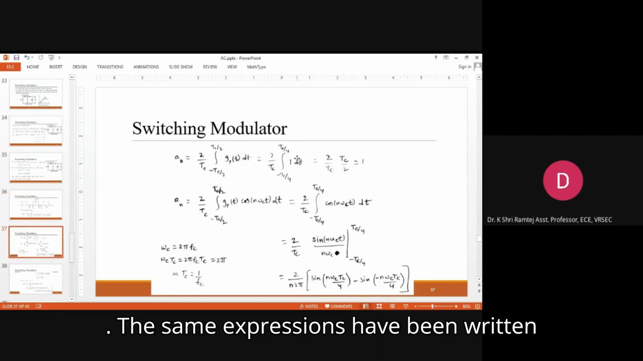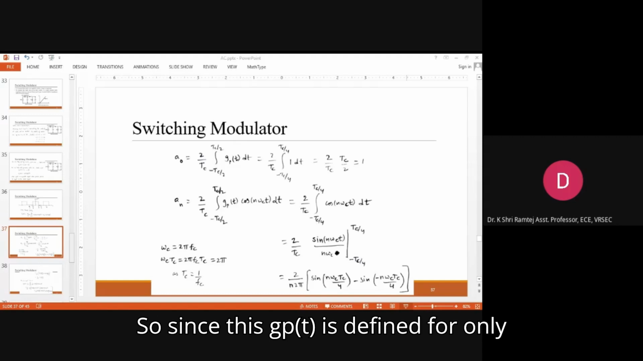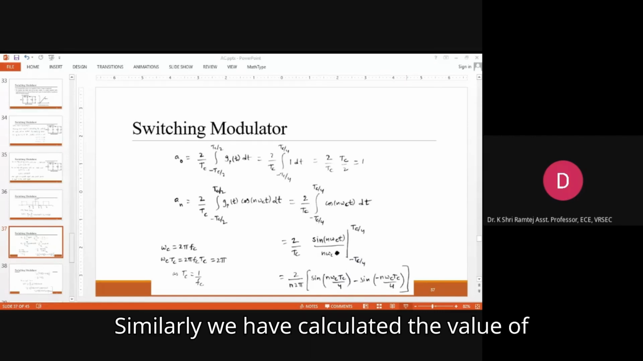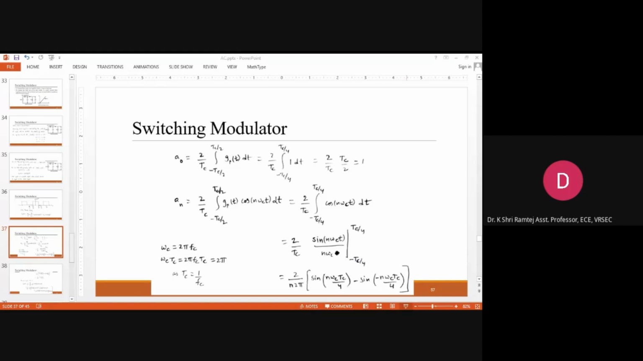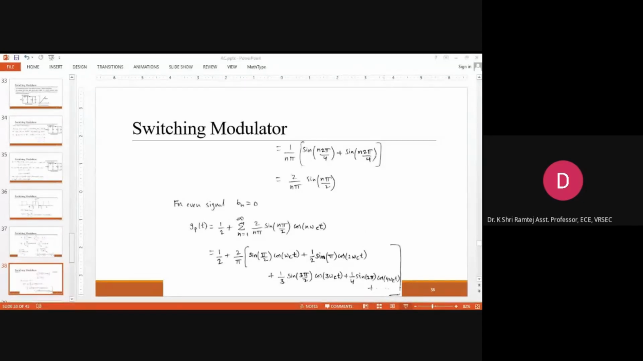The same expressions have been written in these slides. So a naught will be 2 by Tc integral from minus Tc by 2 to Tc by 2 of Gp of t dt. Since this Gp of t is defined for only these values from minus Tc by 4 to Tc by 4, the a naught value will be 1. Similarly, we have calculated the value of an, and by using omega c Tc equal to 2 pi, we get the value of an as 2 by n pi sine n pi by 2.